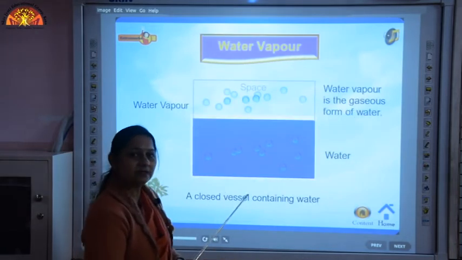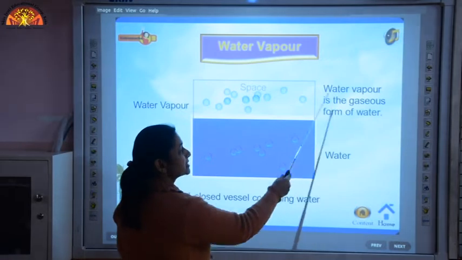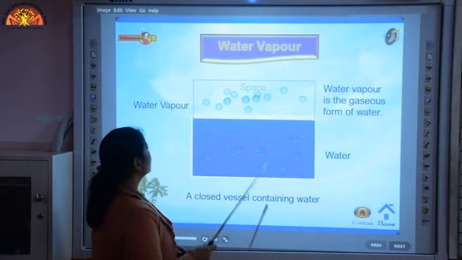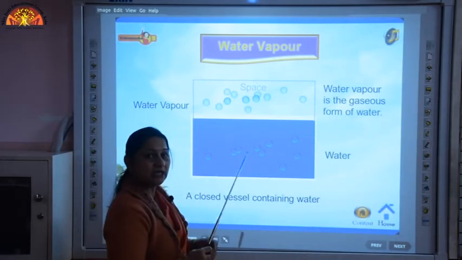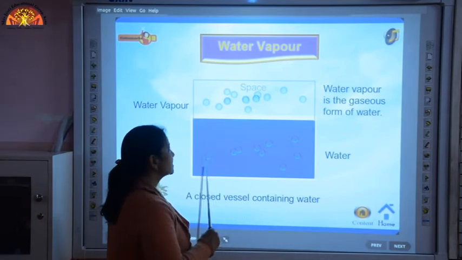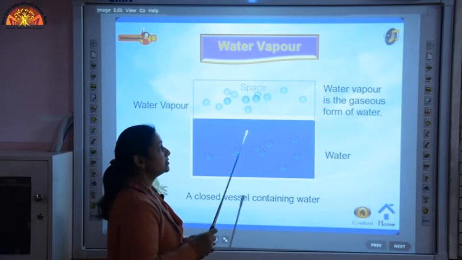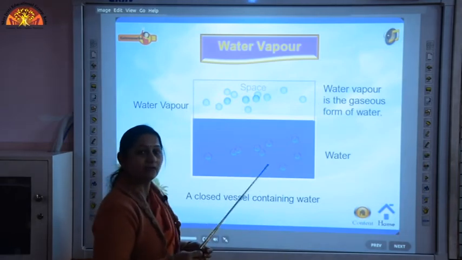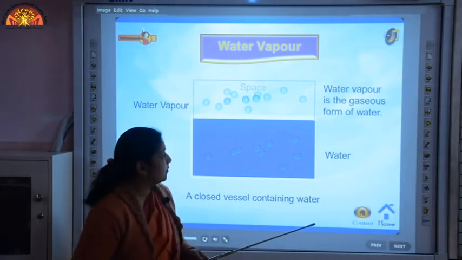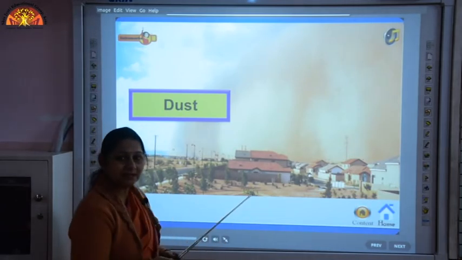The other component of the air is water vapor, and water vapor is present in the gaseous form. You must have seen when we heat water, the air bubbles come out from the water. So, this shows that water vapor is present in water in the gaseous form. Now, the other component is dust particles.